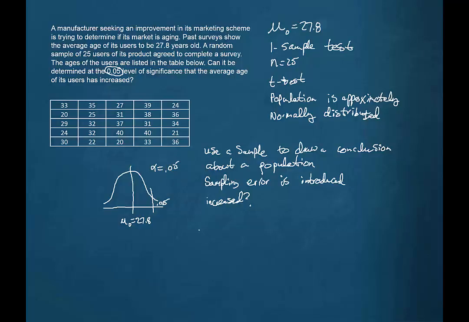Now, in order to determine our critical value, we'll need to know the number of degrees of freedom, which is n minus 1. So 25 minus 1 will be 24 degrees of freedom. We're going to use a t-table to find this critical value. We can either look this up in a table, or we can use StatCrunch, or we can use the TI-84 calculator.